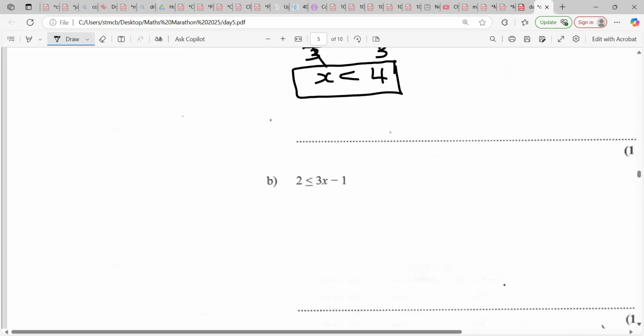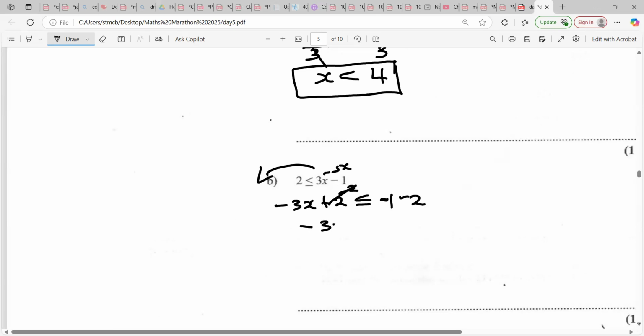The second one says 2 less than or equal to 3x minus 1. I'll probably work it with the x on this side. So I'm going to subtract 3x from this side, so it will be minus 3x. Of course, you have the plus 2, and that will be less than or equal to minus 1. And then I will get rid of this plus 2 by subtracting 2, and it will be minus 3.